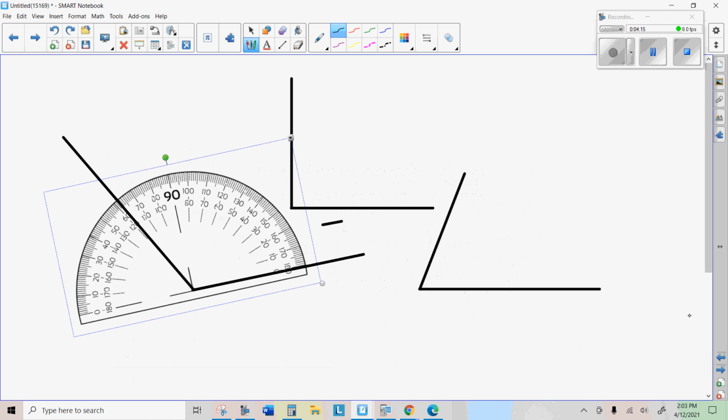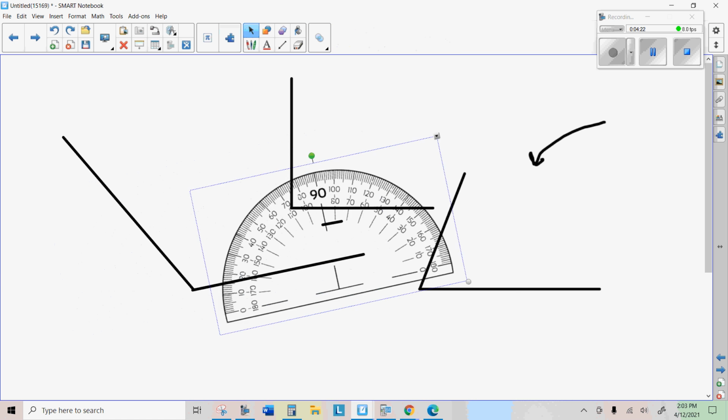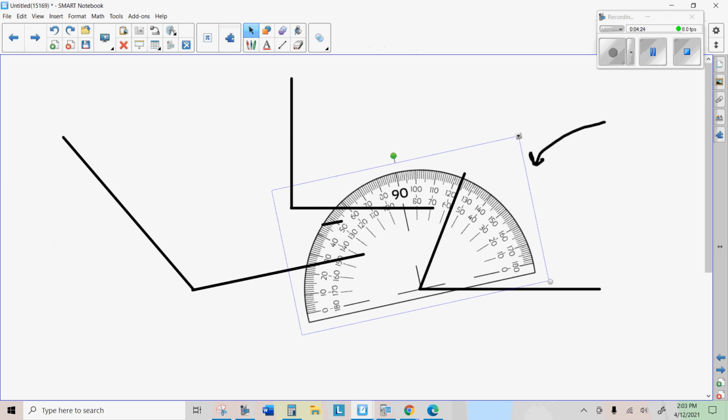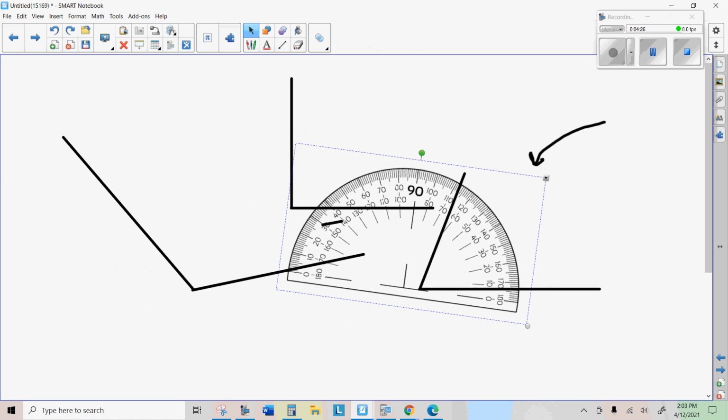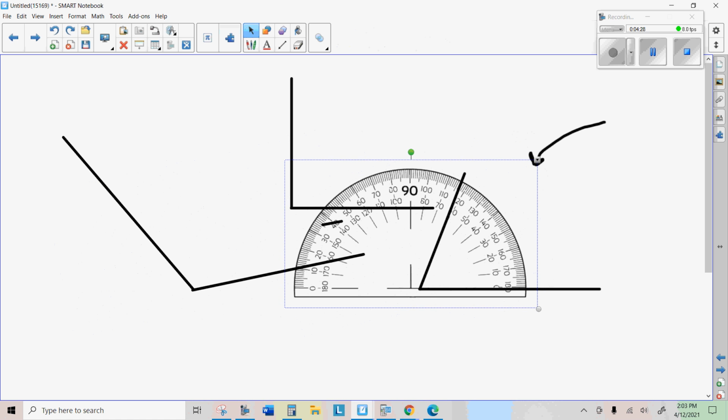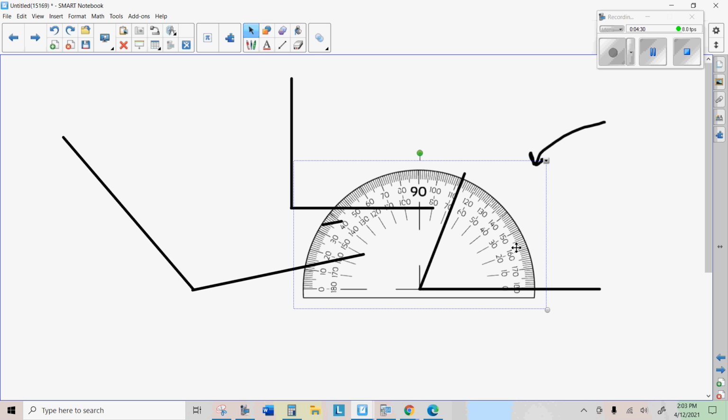Here are some angles. I know this angle right here is less than 90, so I want to think about that first. I'm going to take my protractor and line it up so that the center of it lands right on the angle like that. Since it's less than 90, I'm going to use the smaller number scales.